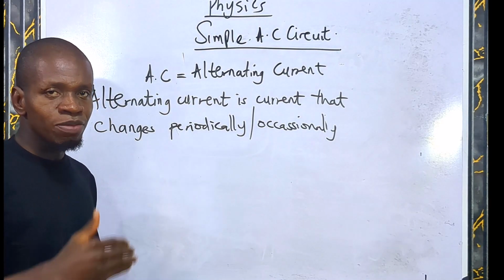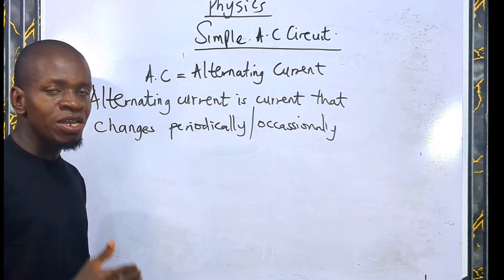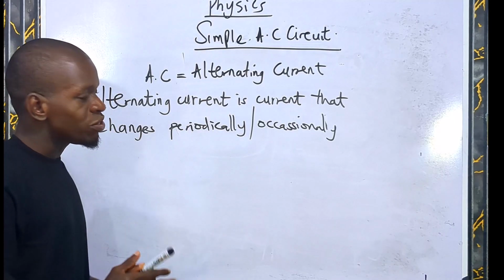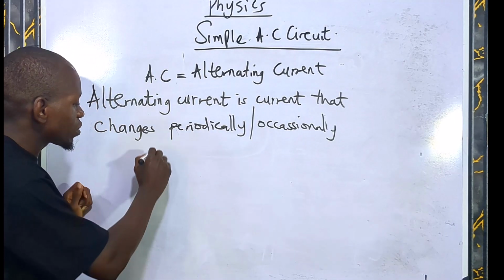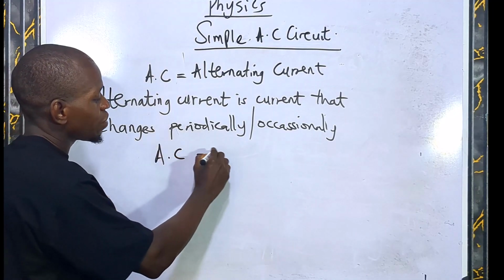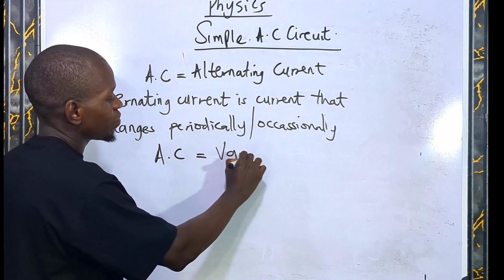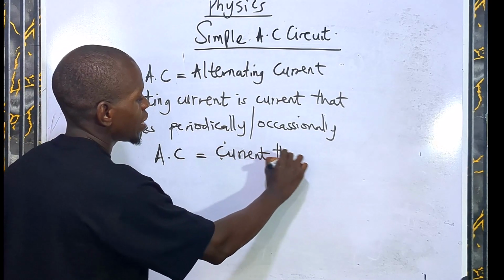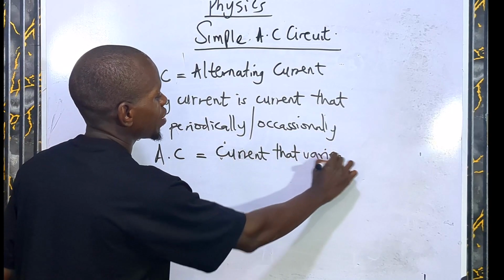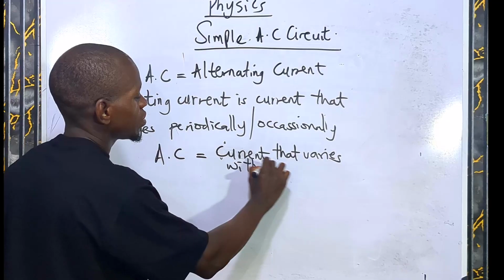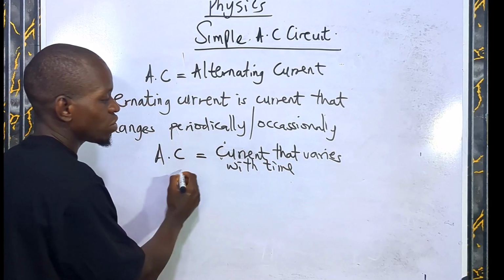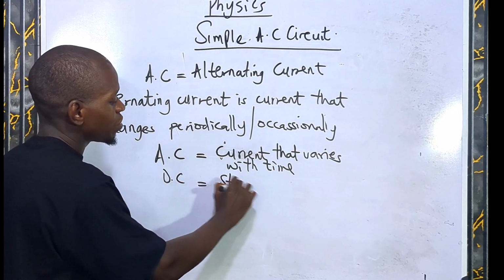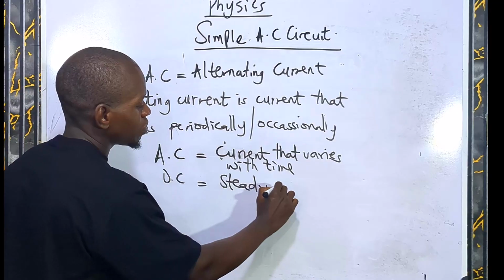Now, this current becomes positive at a particular time, and at another time it becomes negative. So you can also classify alternating current as current that varies with time. That current that varies with time is what you call alternating current. Whereas direct current, you can call steady current. It does not vary, just call it your steady current.